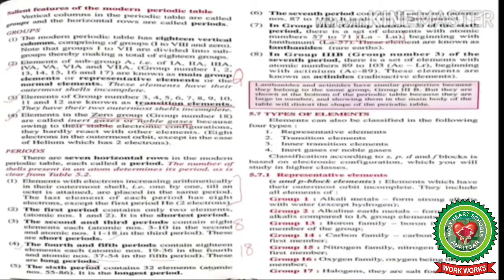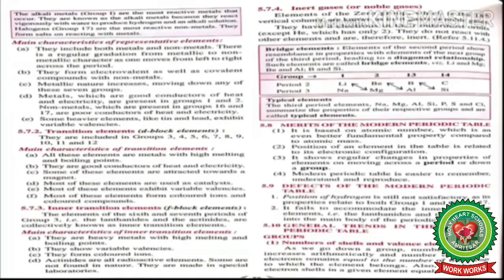Group 14, carbon family, carbon being the first member. Group 15, nitrogen family, nitrogen being the first member. Group 16, oxygen family, oxygen being the first member. And group 17, halogens. They are salt formers. I have already told you this thing earlier.